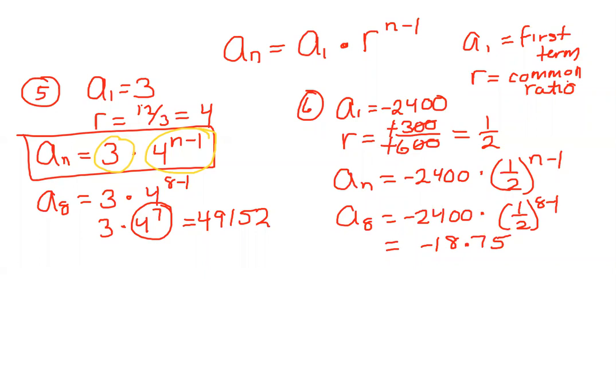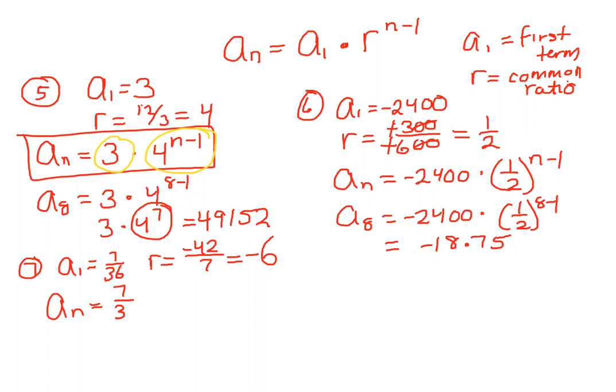Okay, number 7. Let's see if we can fit them on here. A1 is 7 over 36, and R is, I'm going to use negative 42 divided by 7, which is negative 6. So AN equals A1 times negative 6 to the n minus 1.